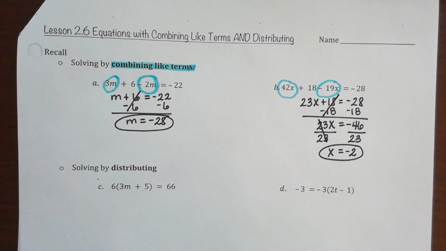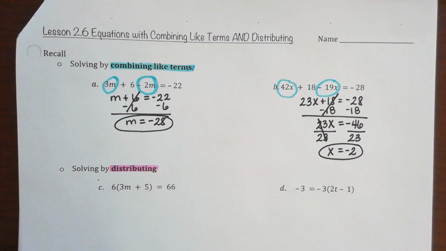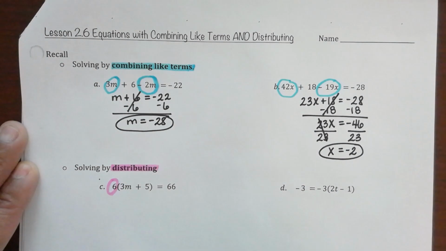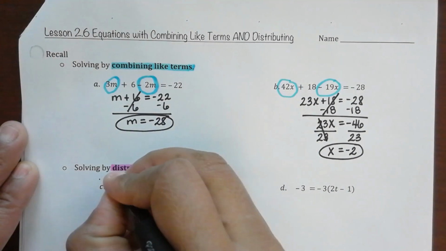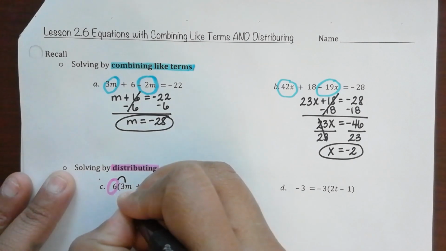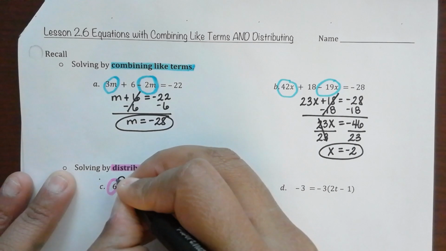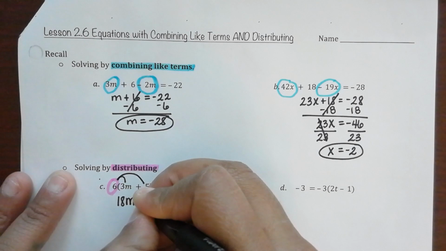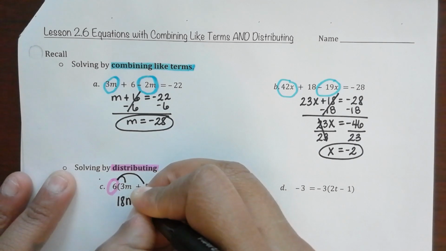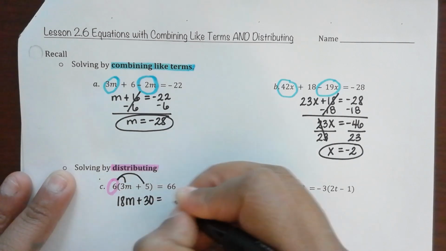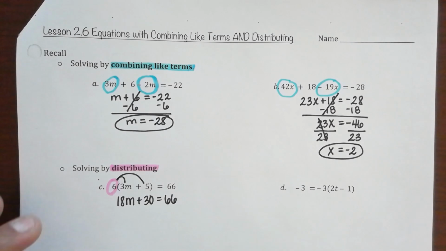So now I'm looking at the next one. It says solve by distributing. So if I'm looking at this, what am I distributing on letter C? Six. So what's six being distributed to first? 3M. So what's 6 times 3M? 18M. Perfect. What's being distributed by 6 next? 5. So I'm typing in 6 times 5, which is 30. So what should go behind this? Plus 30. And then behind that? Equals 66. Perfect.